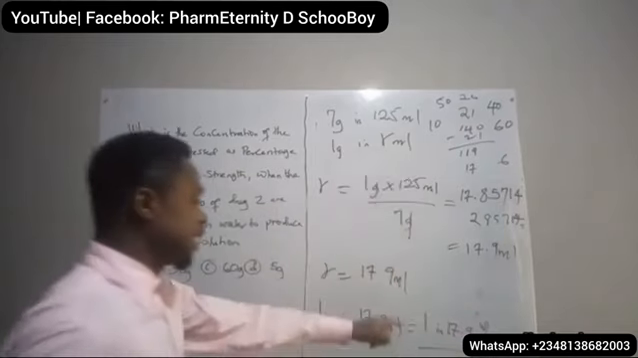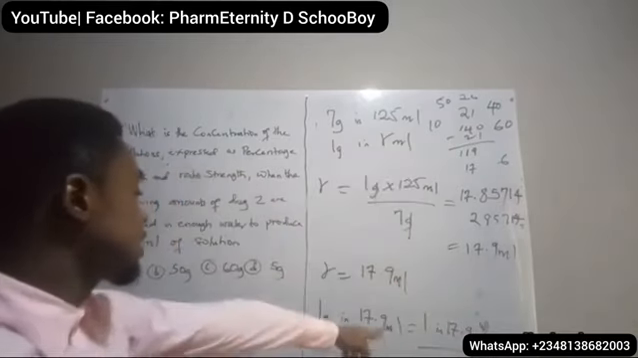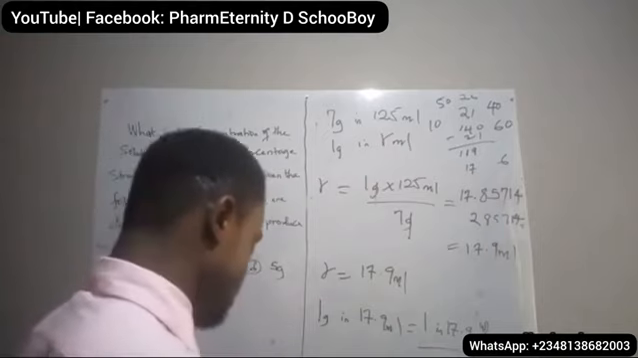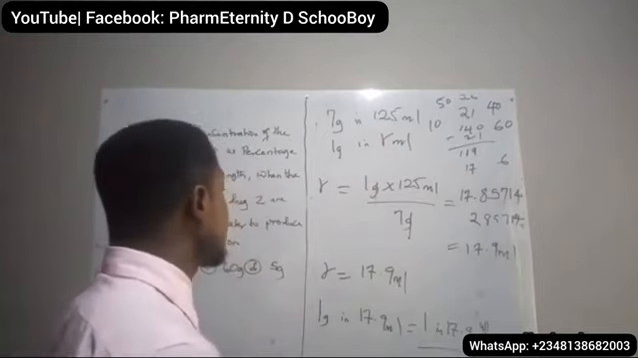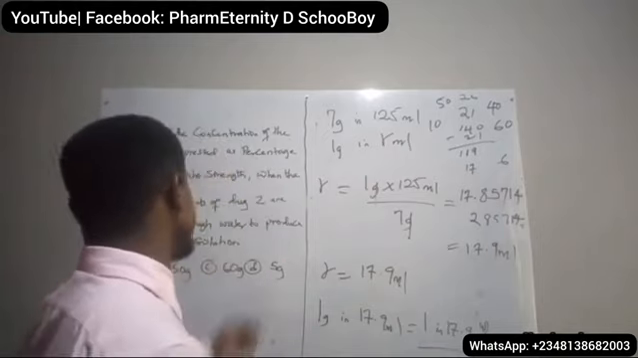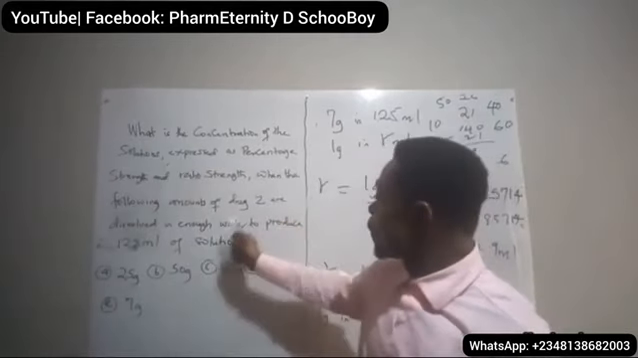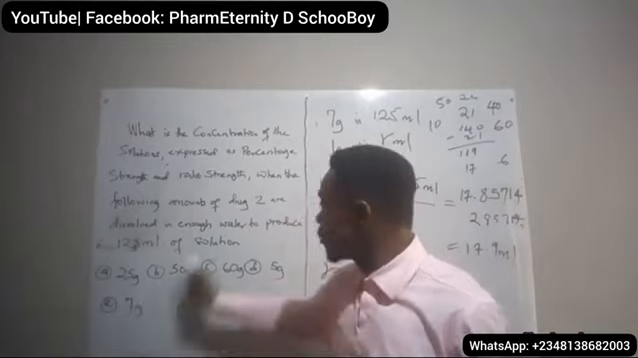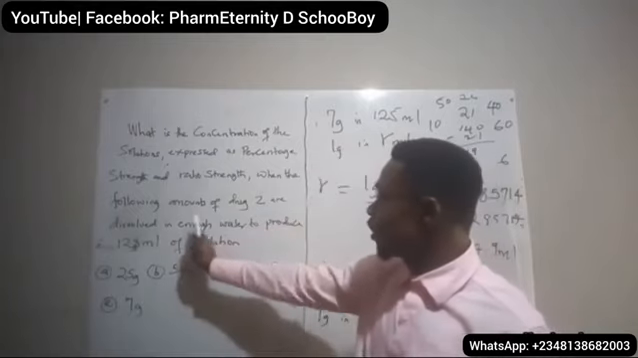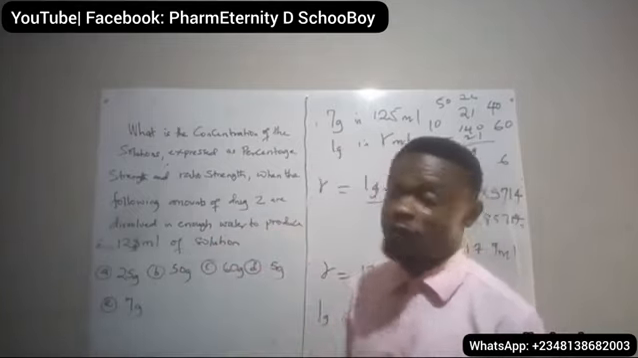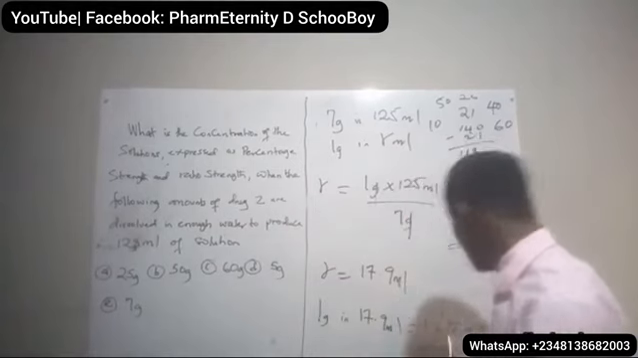So this is the ratio strength when 7 grams of drug Z is dissolved in enough water to produce 125 ml of solution. This is ratio strength.